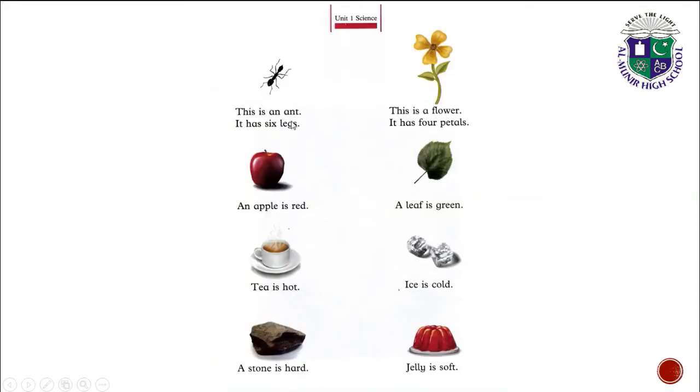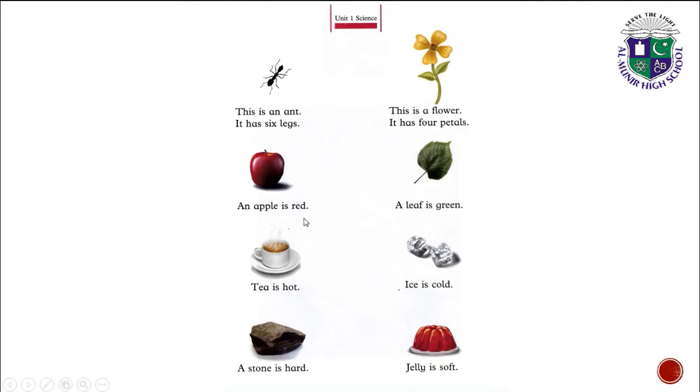This is an ant. It has 6 legs. This is a flower. It has 4 petals.